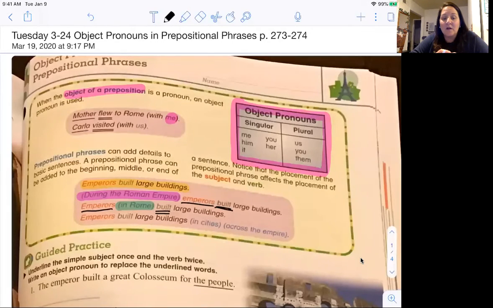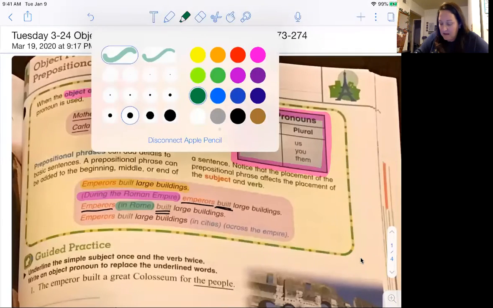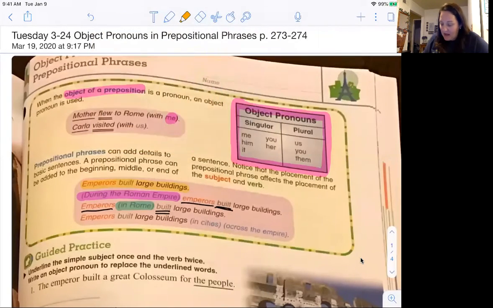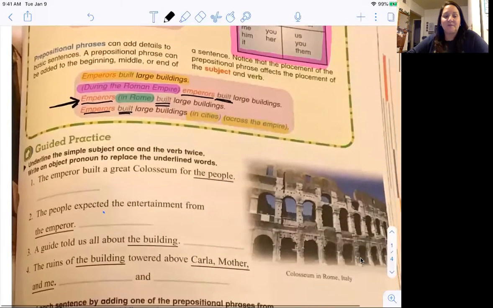And the last one, emperors built large buildings in cities across the empire. And we have in cities across the empire, and our subject and verb are emperors and built. So it doesn't really split. The one that's kind of a little bit tricky sometimes and can give us a little bit of a headache is where we have a prepositional phrase that splits a verb phrase. But you guys are awesome, and we're going to work on these together. So let's go to guided practice.